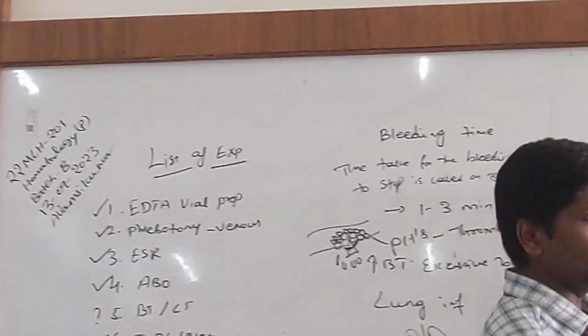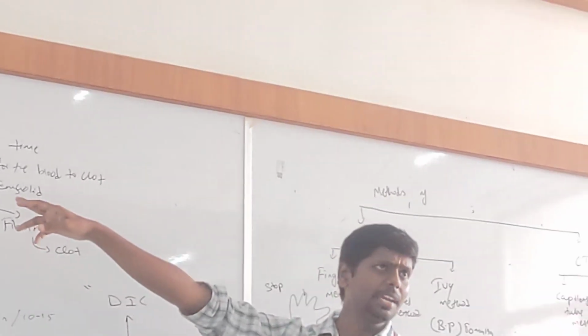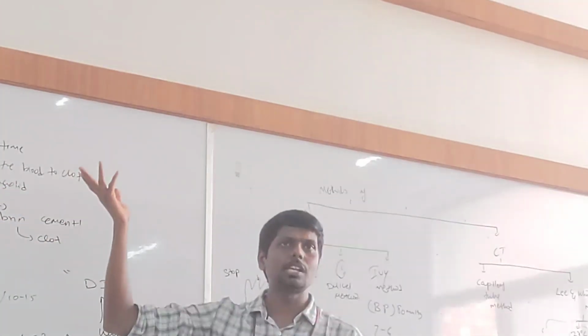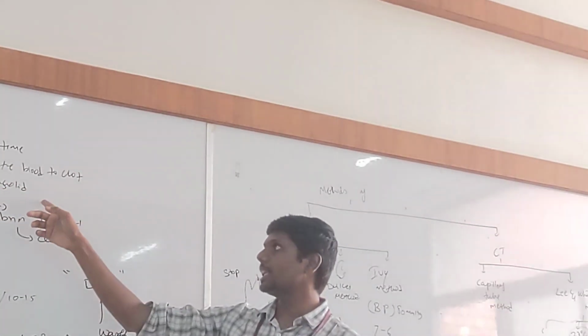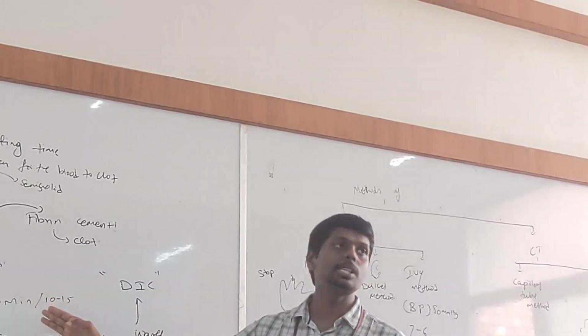Then coming to clotting time, what is the definition? Time taken for the blood to convert from liquid to a semi-solid state of clot is called clotting time. What is the normal clotting time? Greater than bleeding time. Okay, 3 to 5 or 3 to 6 minutes.